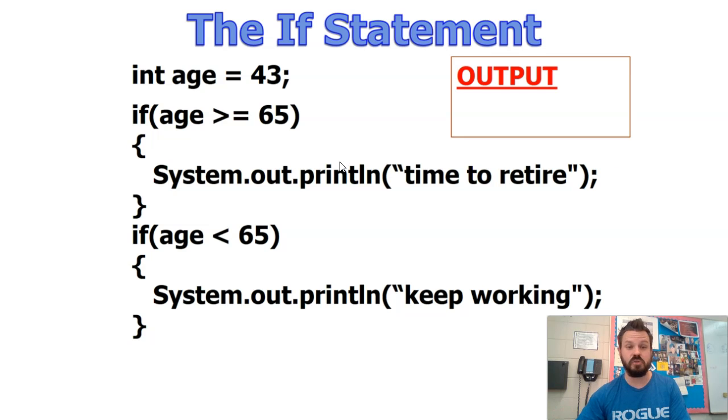The reason for that is there's no gap between greater than or equal to 65 and less than 65. If I had a gap there, it's not necessarily going to run. But in this case, it will run. The first condition will be skipped because age is not greater than or equal to 65. The second condition will run because age is less than 65. So when I run this code, we'll get "keep working."